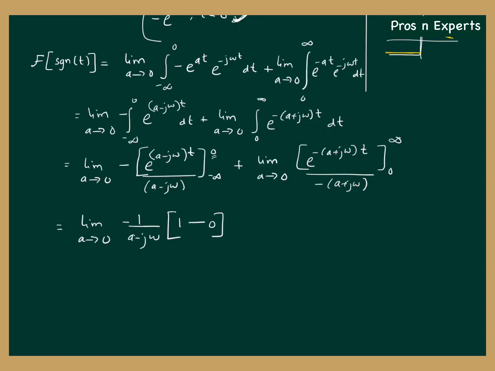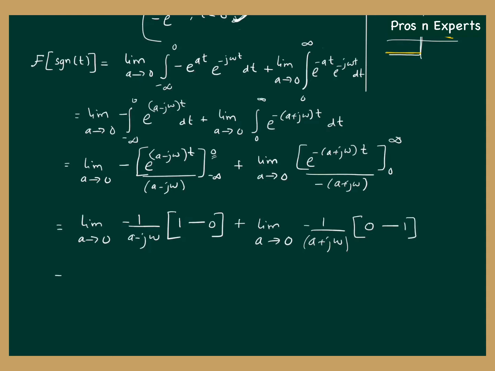So this is going to be 0 plus, next term is limit a tends to 0 minus 1 by a plus j omega into, now we are going to apply the limits. So the upper limit is infinity, but here it is e raised to minus something into infinity is e raised to minus infinity, that ends up in 0 minus, and while we are substituting the lower limit, it is e raised to 0 as 1.